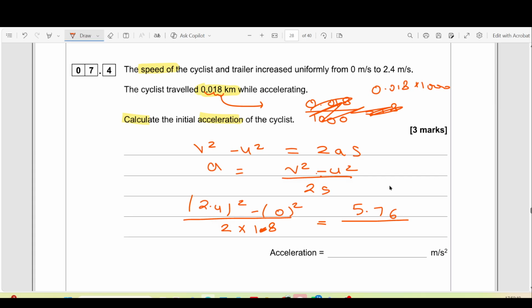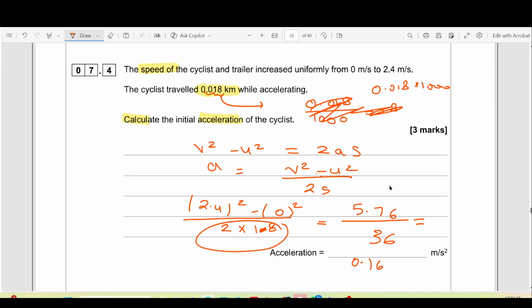So 2.4 squared equals 5.76, minus 0 squared equals 86.4. So is it 5.76 meters per second squared acceleration? No, you have to divide it by 36. Where did 36 come from? 2 times 18.